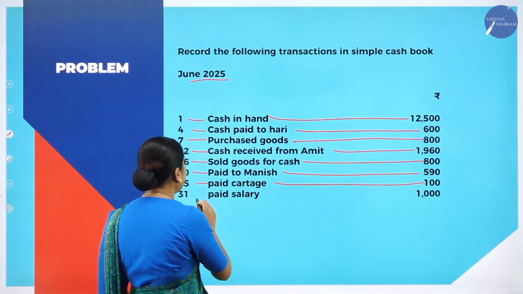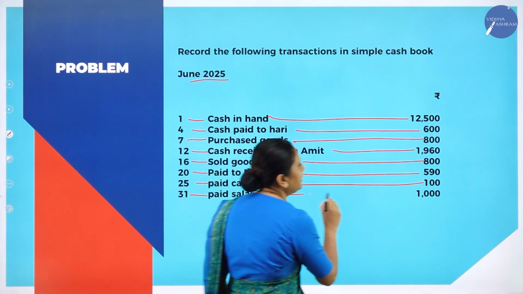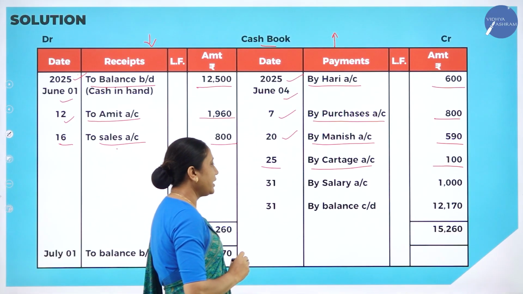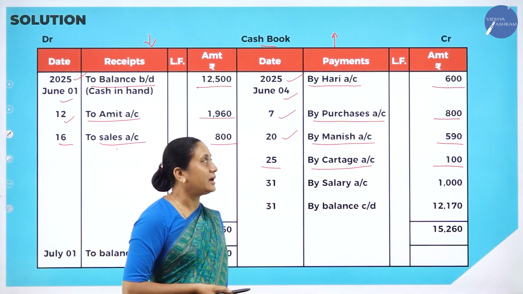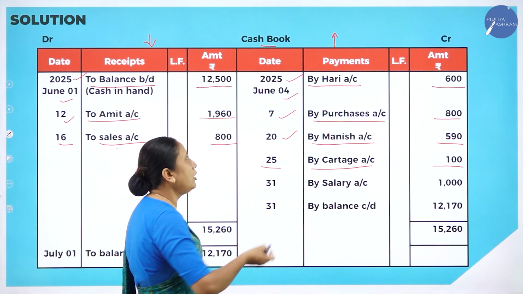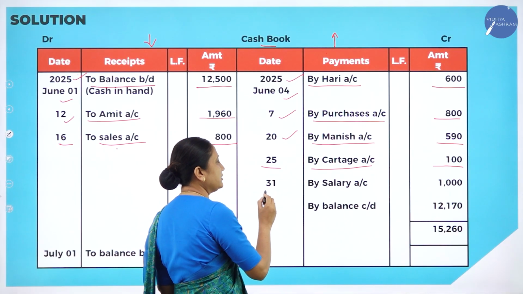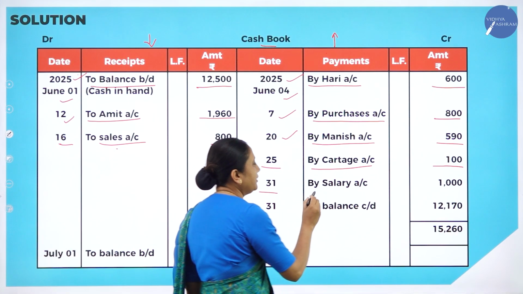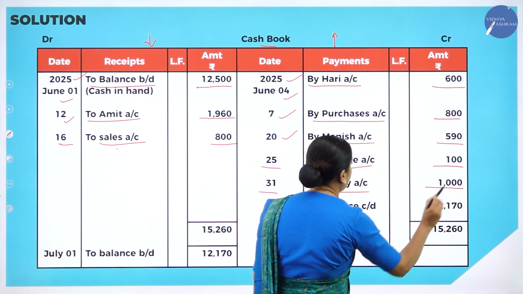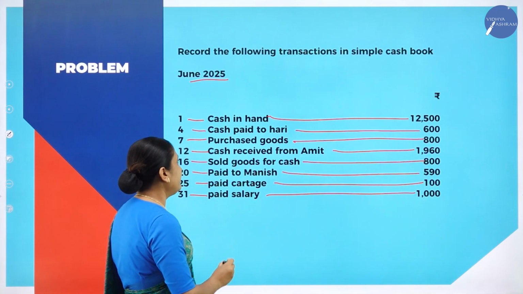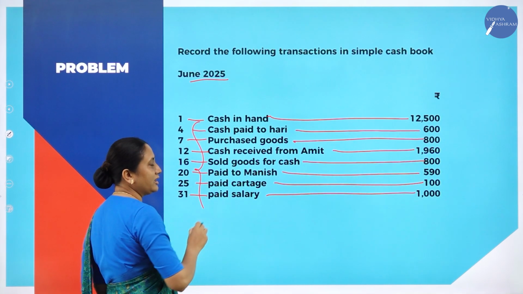Okay. Next, 31st date, paid salary rupees 1,000. Paid salary means what is happening to the cash? There is an outflow of cash. So we should enter it on the credit side. 31st, by salary account 1,000. Now we have transferred all the transactions given in the problem.